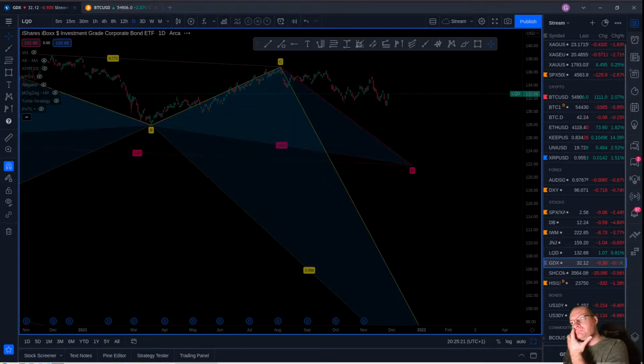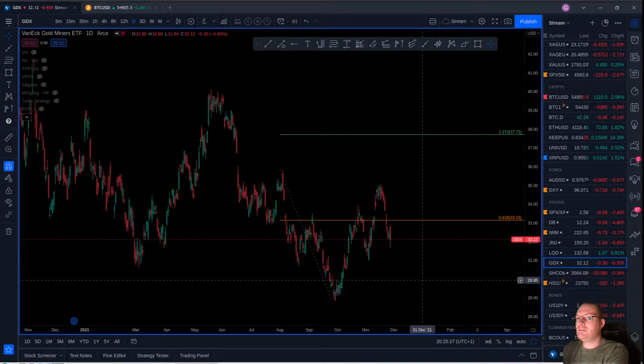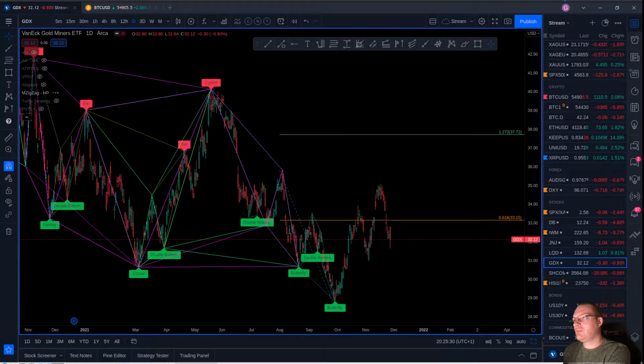GDX, a bit of a sell-off. So here we have a harmonic pattern. So we had already this take profit one. So we're still waiting for more to the upside.